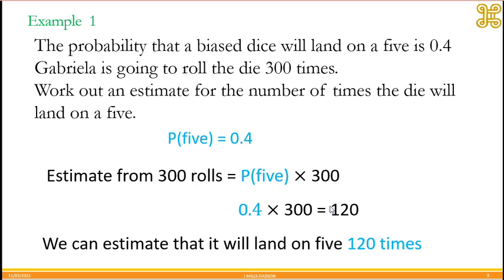So remember, you work out the probability and you times the probability by the number of trials. That's how you work out experimental probability.